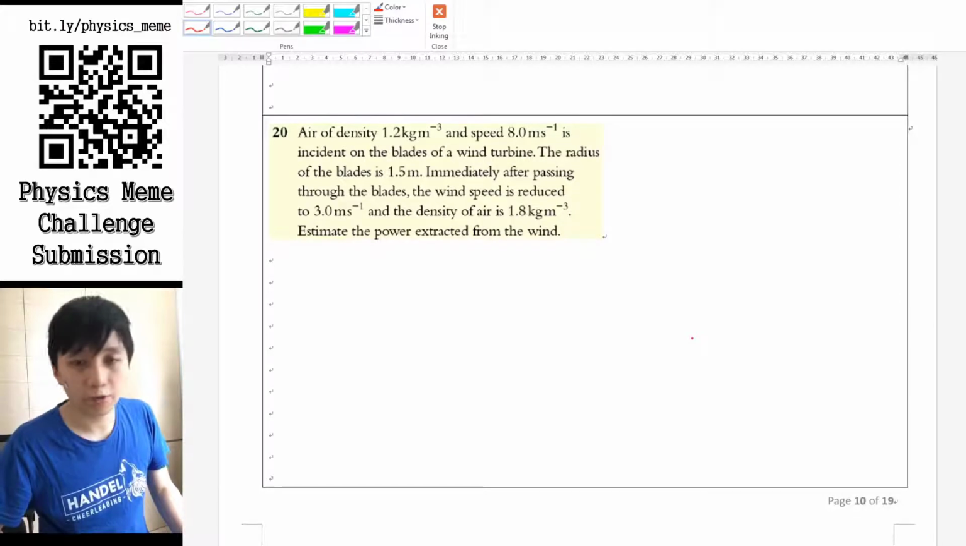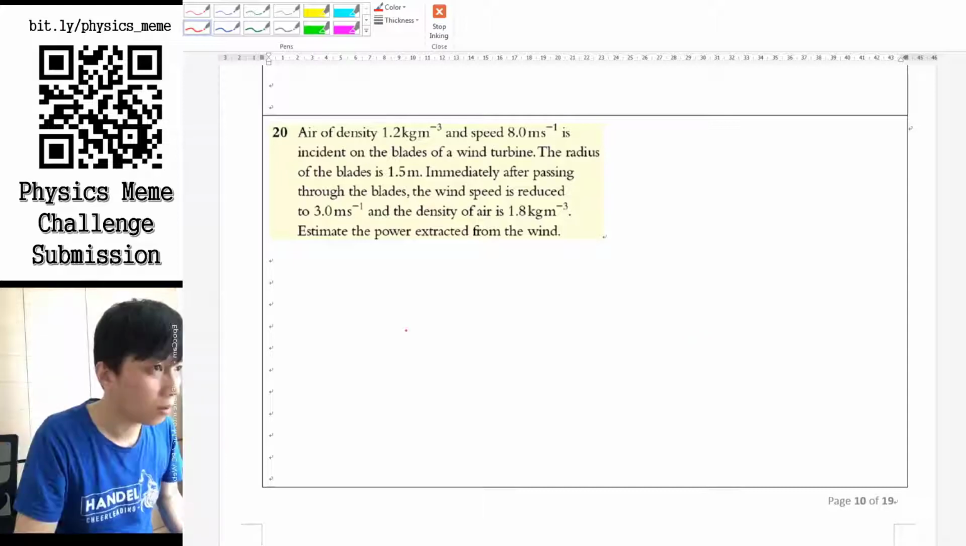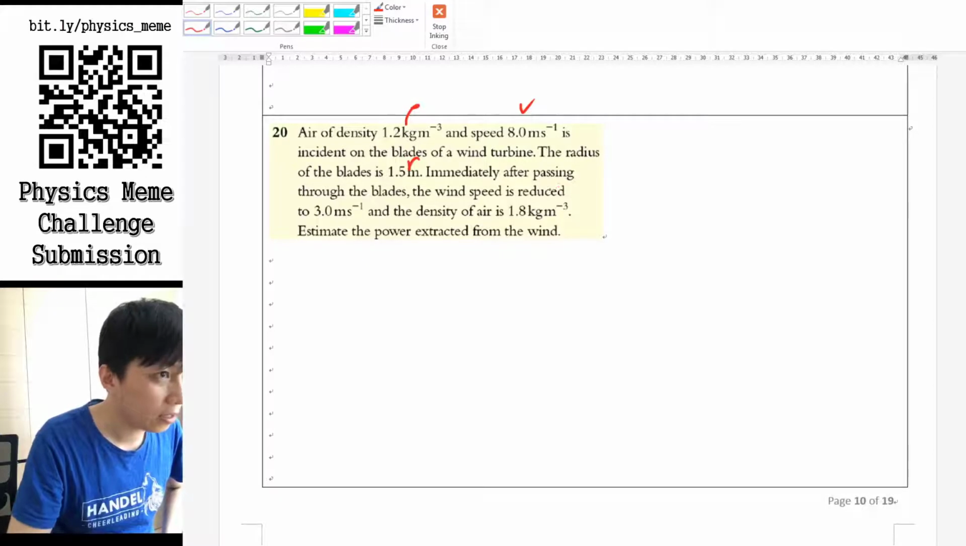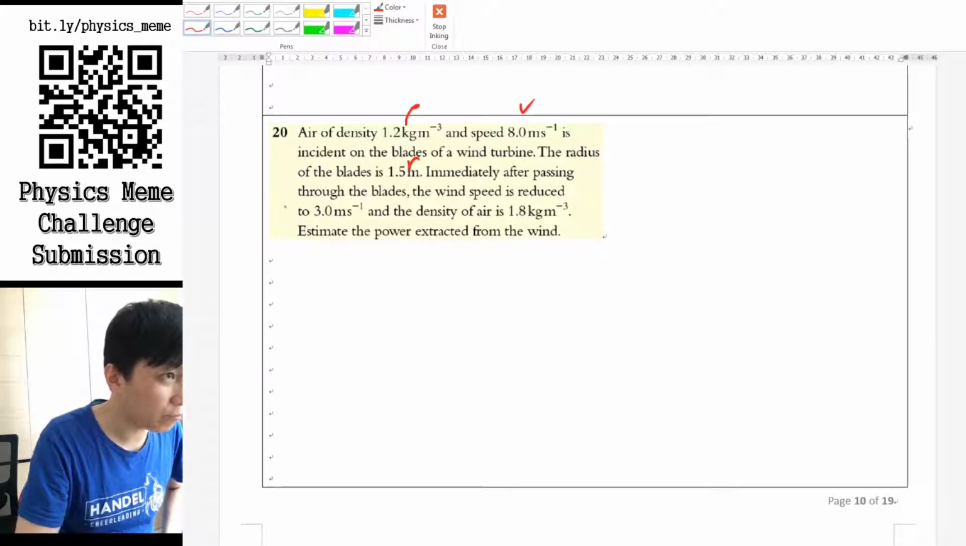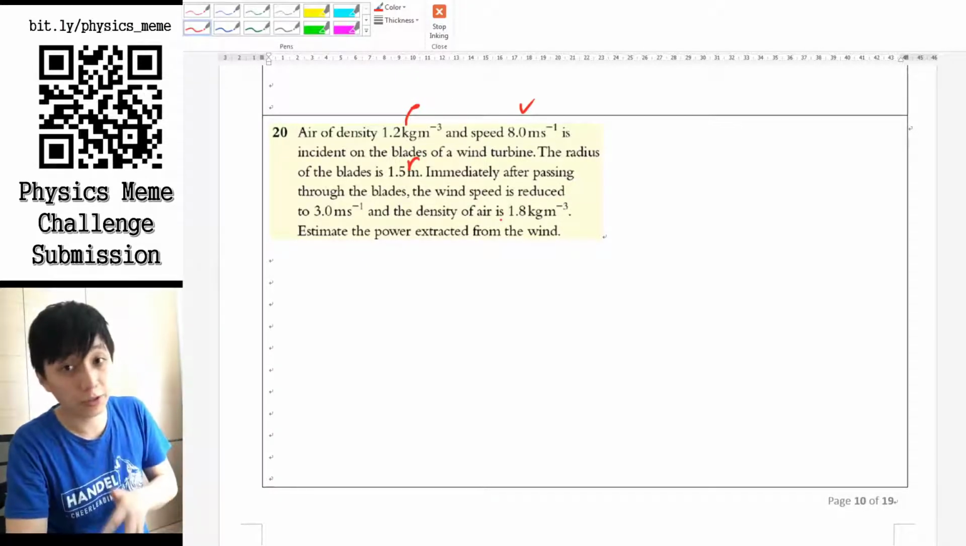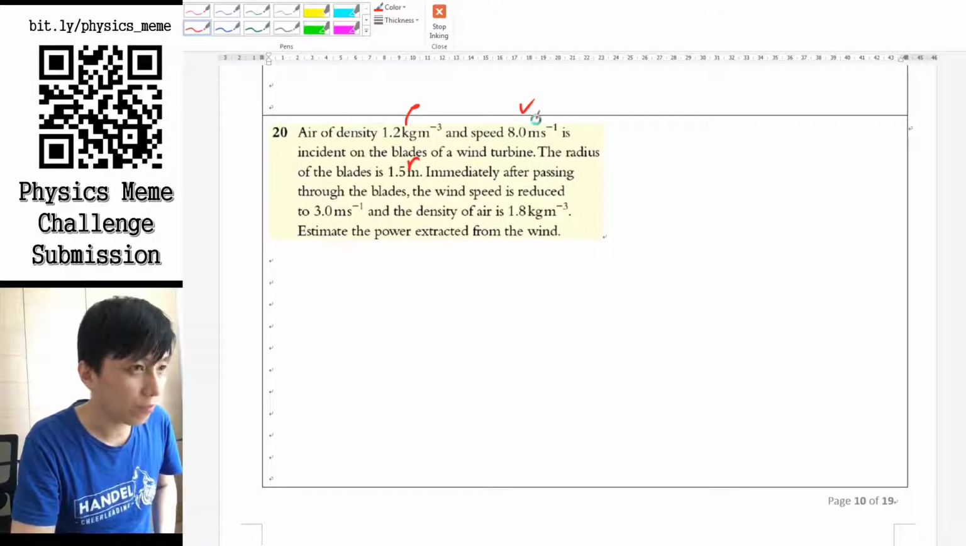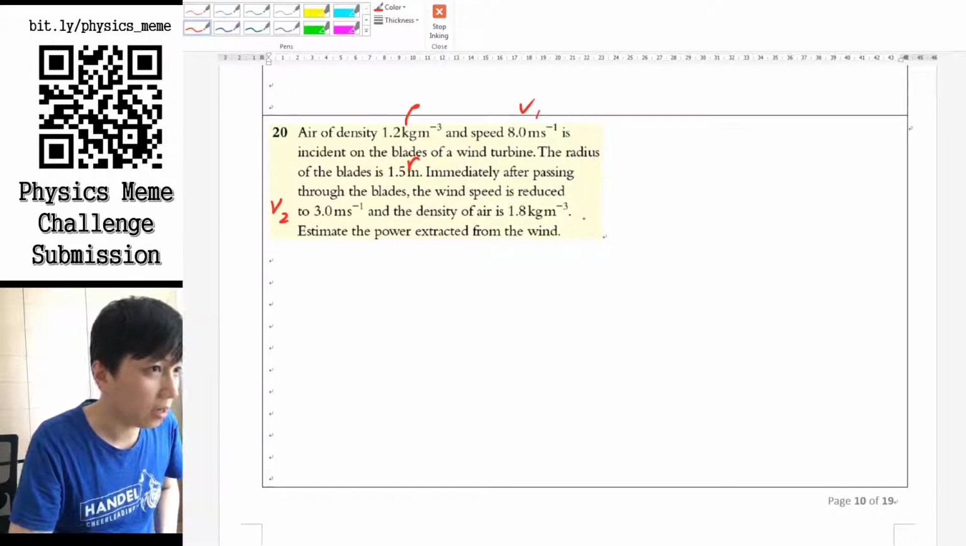So try it out yourself, see how you can apply the equation. Pause the video, I'll show you how I would do it. Okay, so the question tells you things like density, the speed, and then the radius. After passing through it, the speed will reduce to this. So this is a really good question that reiterates what I said. So let's just call this V1, and this is V2, and then it says the density also changes.